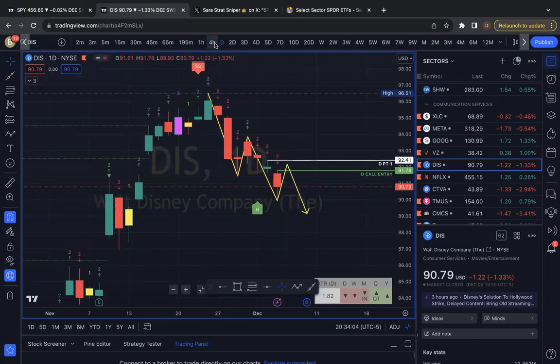Let me check the chat. Price target is the exit, right? Yes, price target is the exit. When you enter a trade, where do you set your stop loss? I'll come back to that.